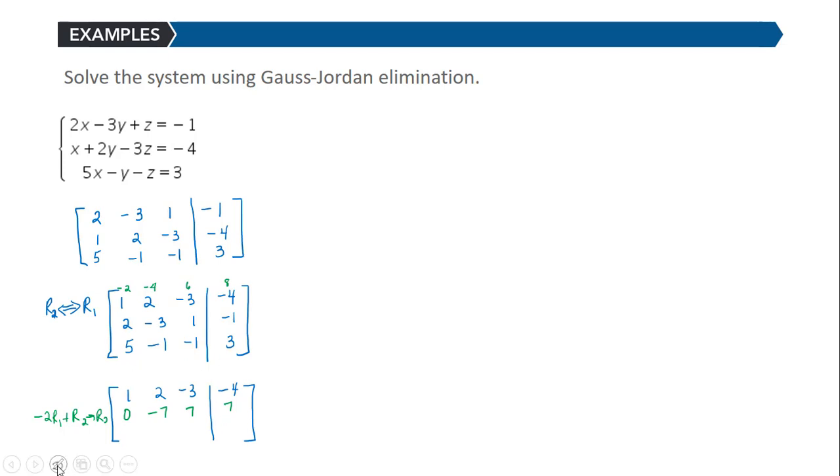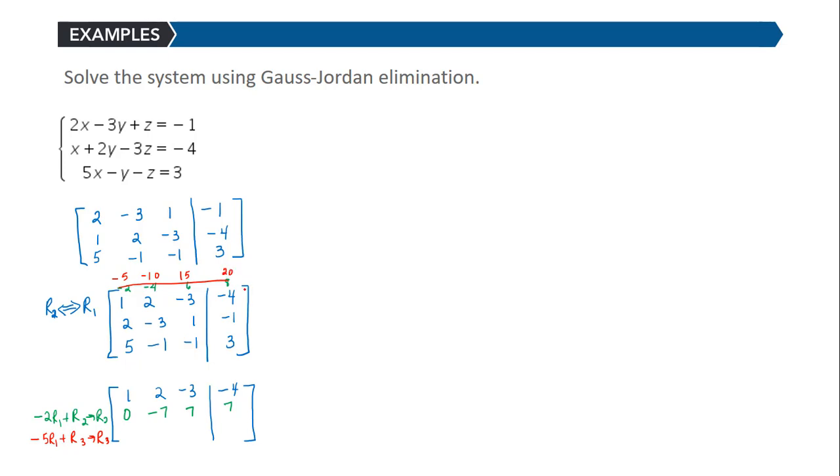Now for the third row, I need to add a negative 5 to 5 to get a 0. So I'm going to have to do negative 5 times row 1 plus row 3, and that's going to replace row 3. So let's see, what is negative 5 times row 1? Negative 5 times 1 is negative 5. Negative 5 times 2 is negative 10. Negative 5 times negative 3 is positive 15. And negative 5 times negative 4 is positive 20.